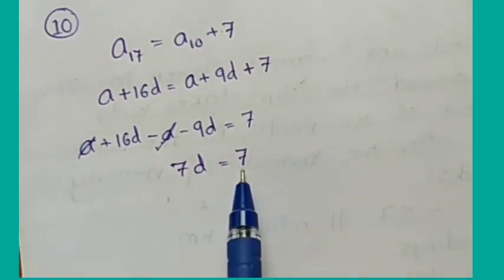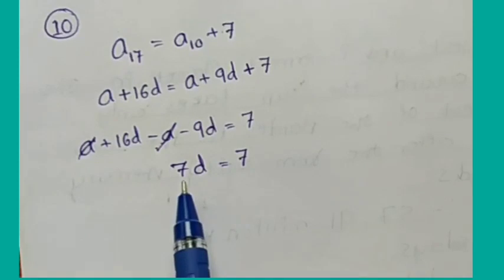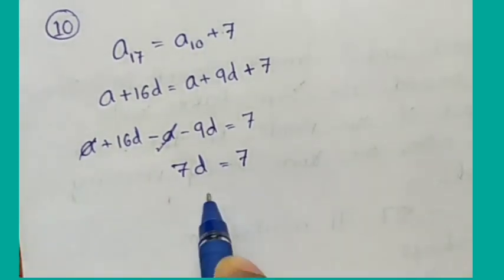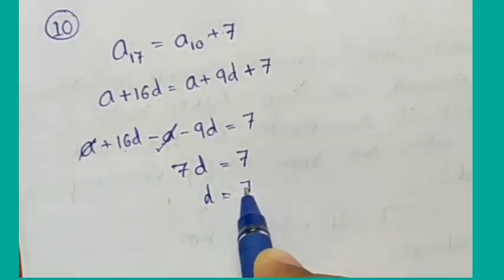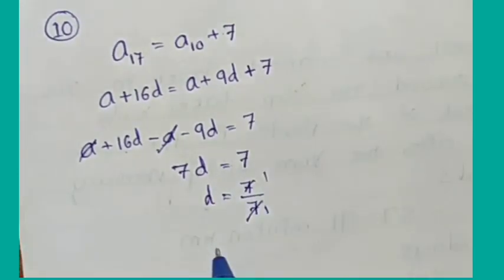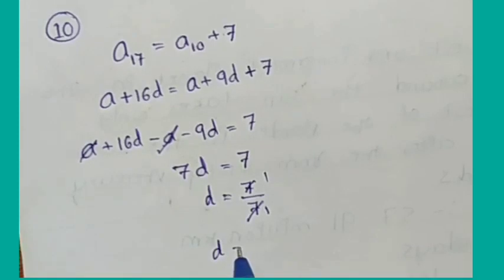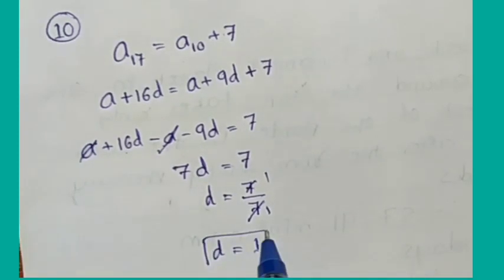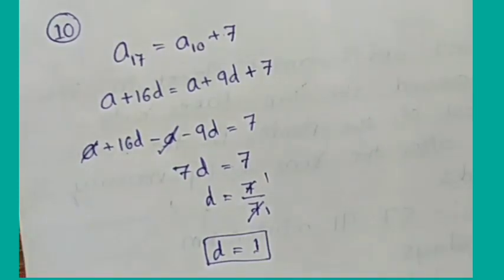7d equal to 7. If I take 7 to that side, it becomes division. So d equal to 7 by 7. 7 ones are 7. So our answer is d equal to 1. So the common difference will be 1. This is your answer. Do the remaining problems as practice. Thank you.